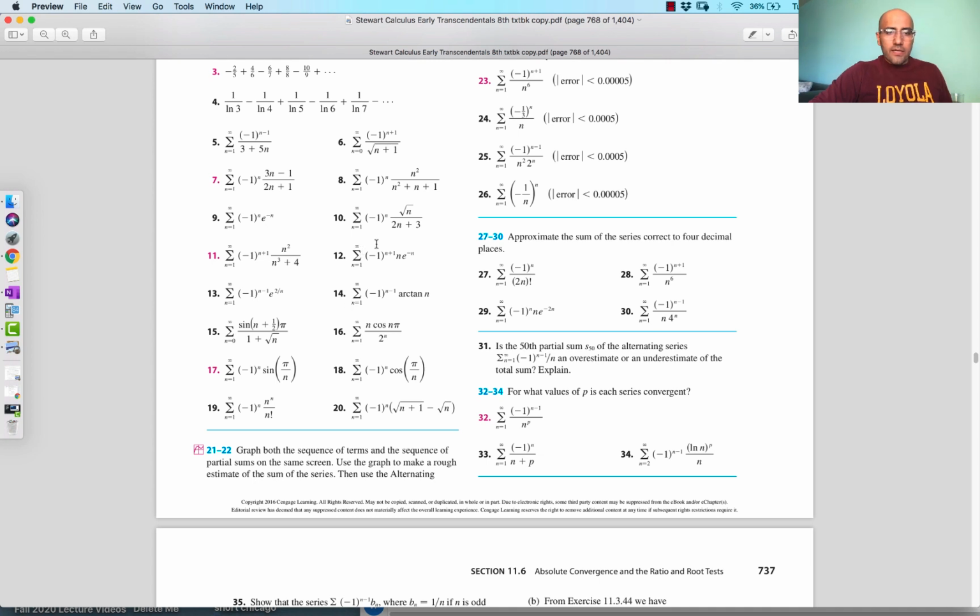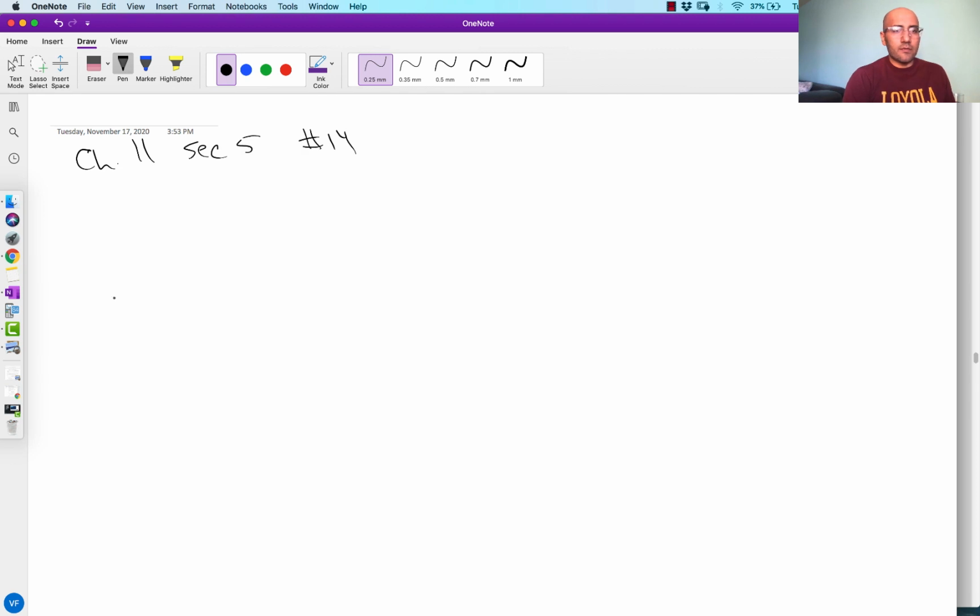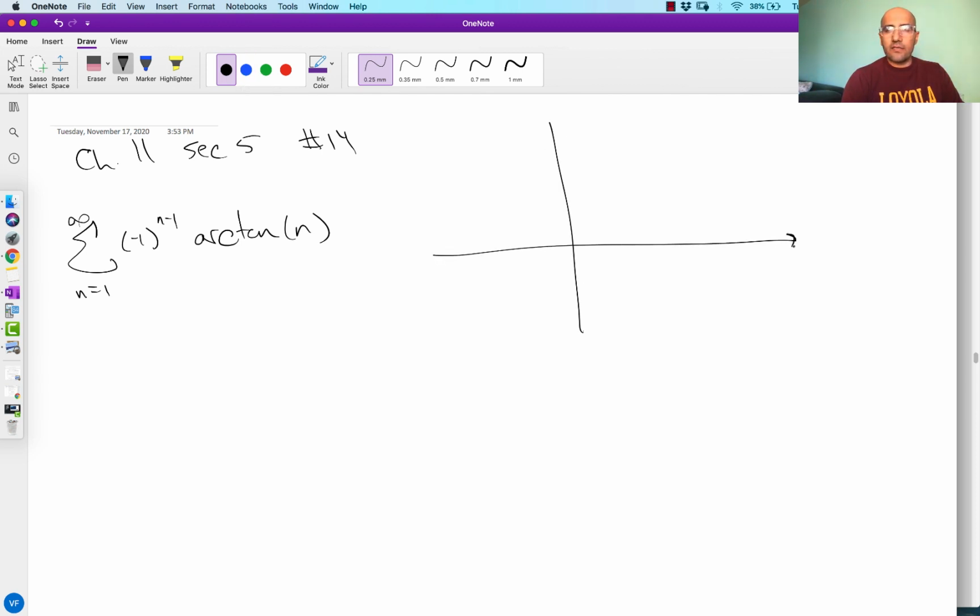Okay, let's take a look at, say, something like number 14. Alternating values of arctangent of n as n goes from 1 to infinity. Remember that if you just remember the graph of arctan, then this one should be easy to figure out. So to answer this question, I just want to refresh your memory on the graphs of these things.